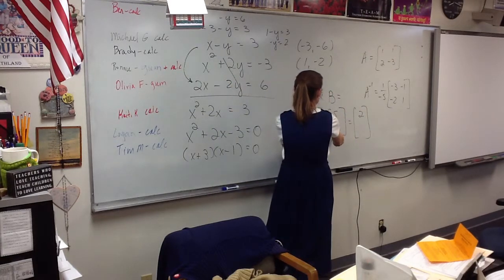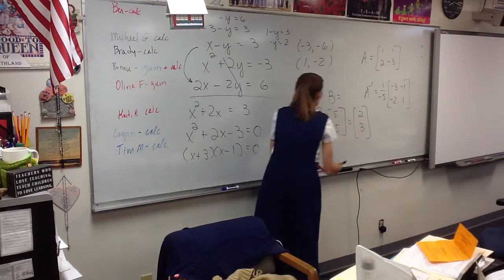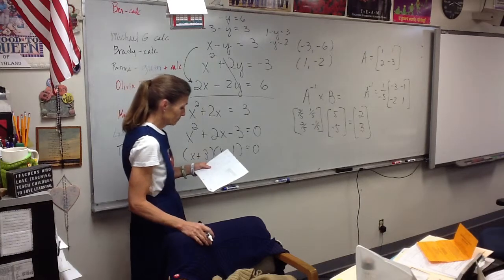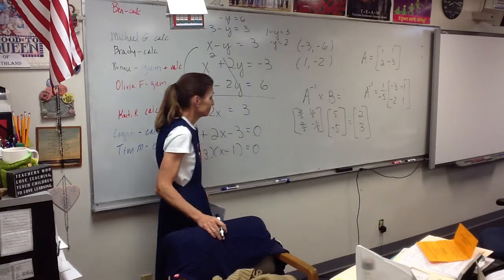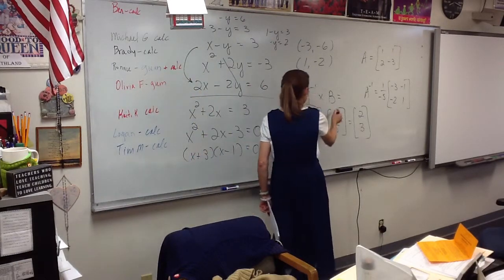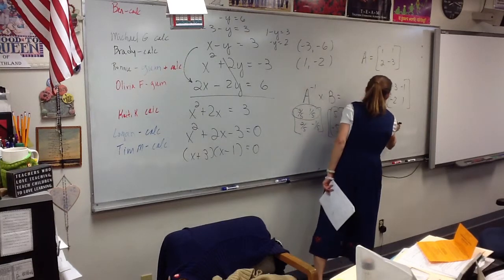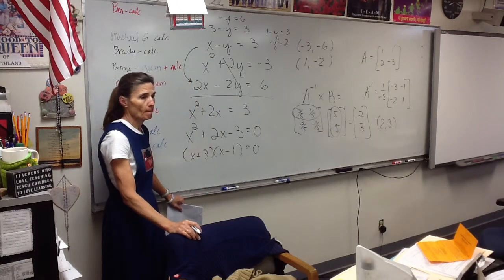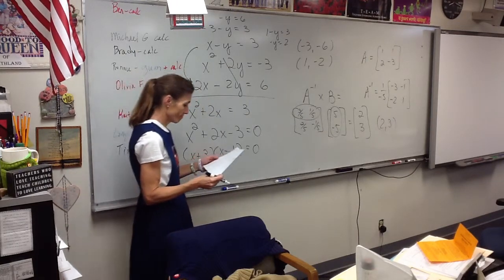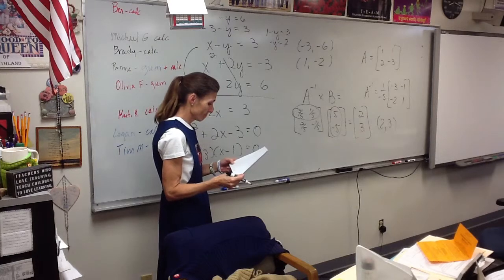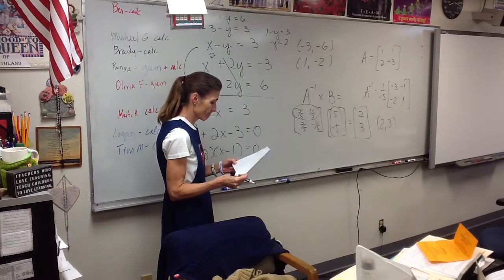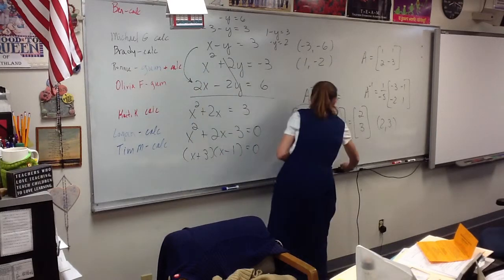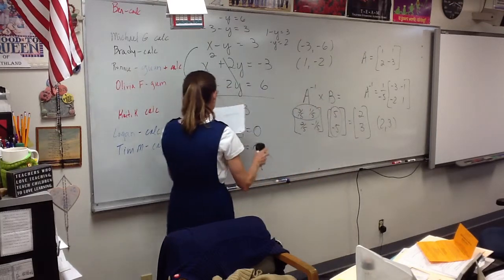And 2 plus 1, I got 3. Row, column. Row 1 times column 1. So my answer is 2, comma 3. Now I'm going to skip 7 because I'm going to have you work on that with your partner. Let's do 8 and 9.